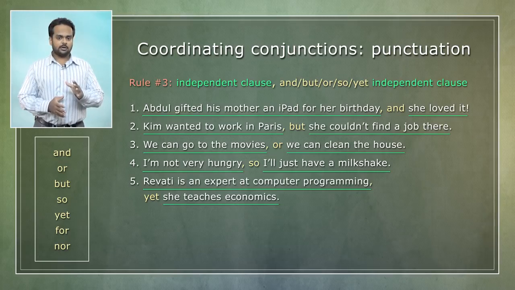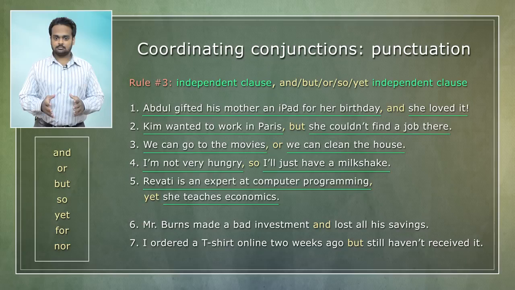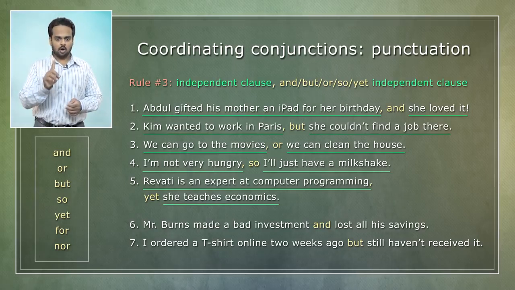But you have to be careful here. Now have a look at these next 2 sentences. You see that there is no comma, and this is correct. But can you tell me why there's no comma? It's because in both of these sentences, there's only one clause.